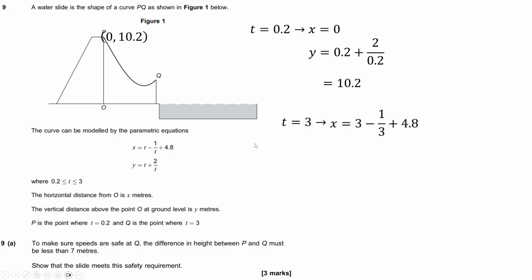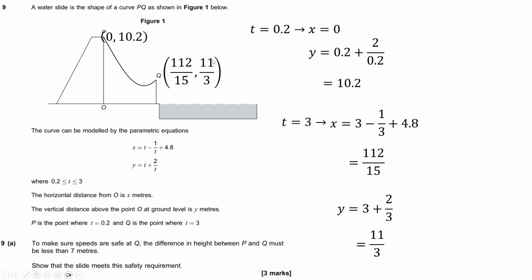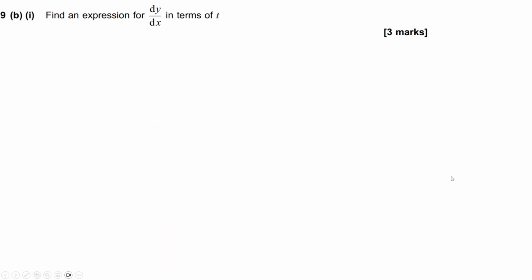If you just plug T equals 3 into the X equation here, we'll get X equals 112 over 15. And then if we plug T equals 3 into the Y equation, we'll get 11 over 3. So this is 112 over 15 and then 11 over 3. Now the vertical distance must be 10.2 take away 11 over 3. And if you do that, you'll get 6.53 recurring, which is less than 7, so that is fine.